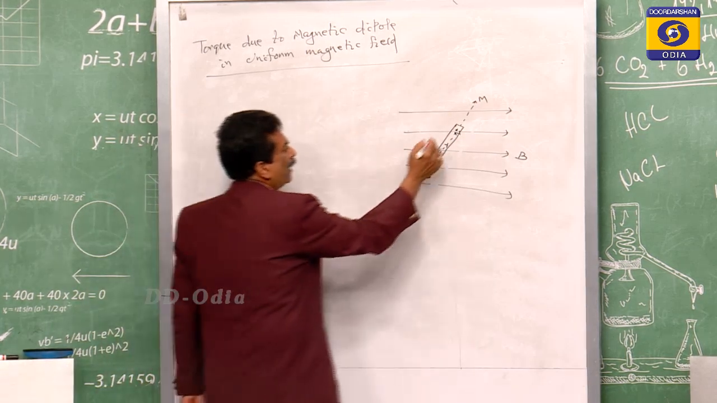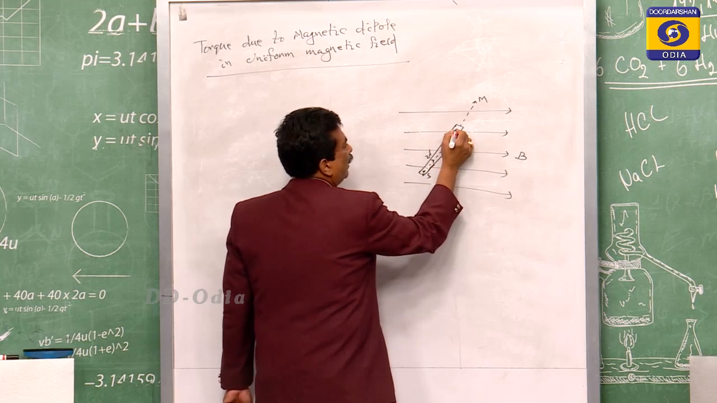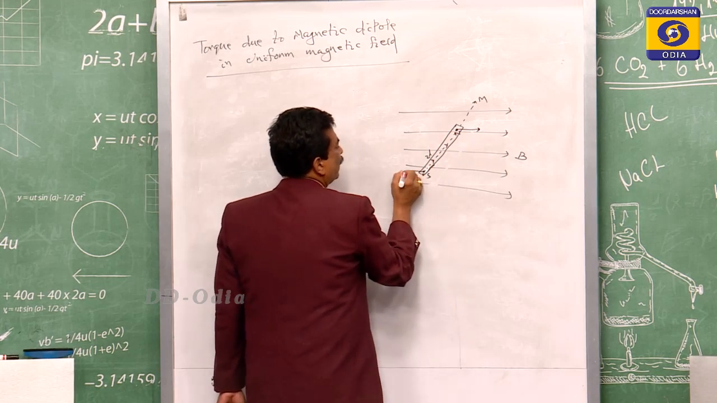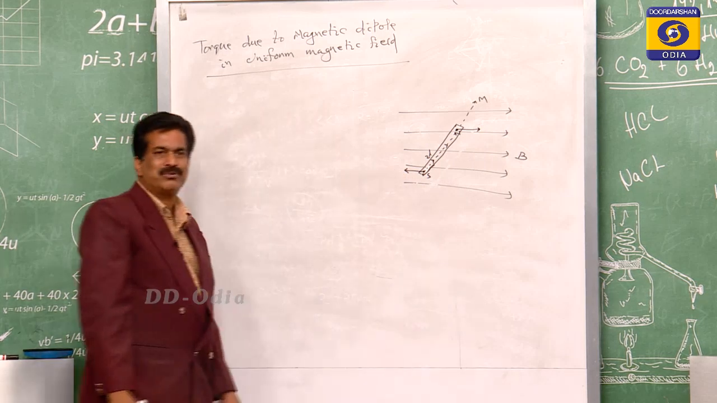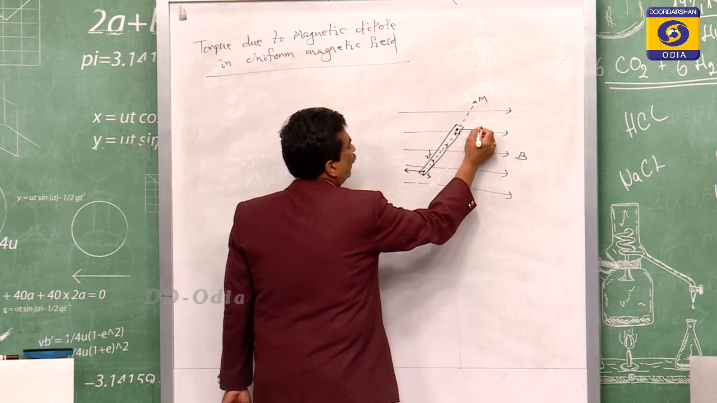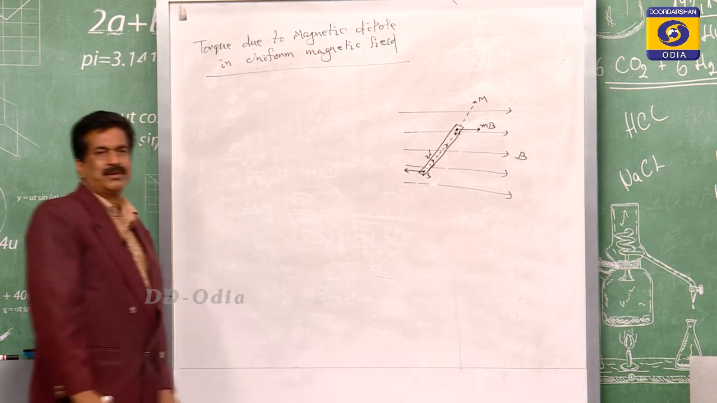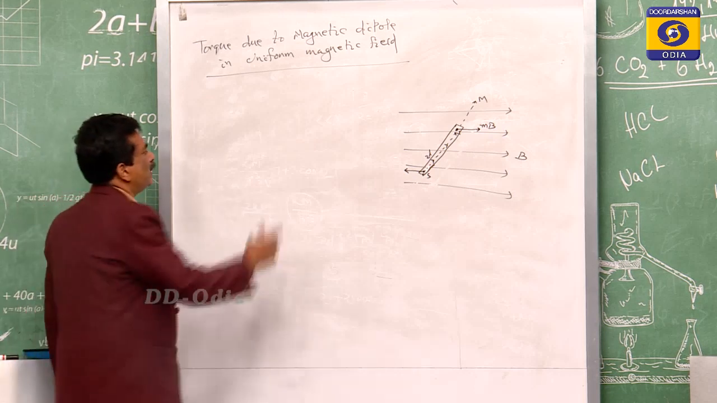So inside the magnetic field, if this is the north one, this is the south one, it will experience a force, and here also it will experience a force. Sir, how does this force come into being? Here this will be mB, that will be mB. Sir, how is that force mB coming?